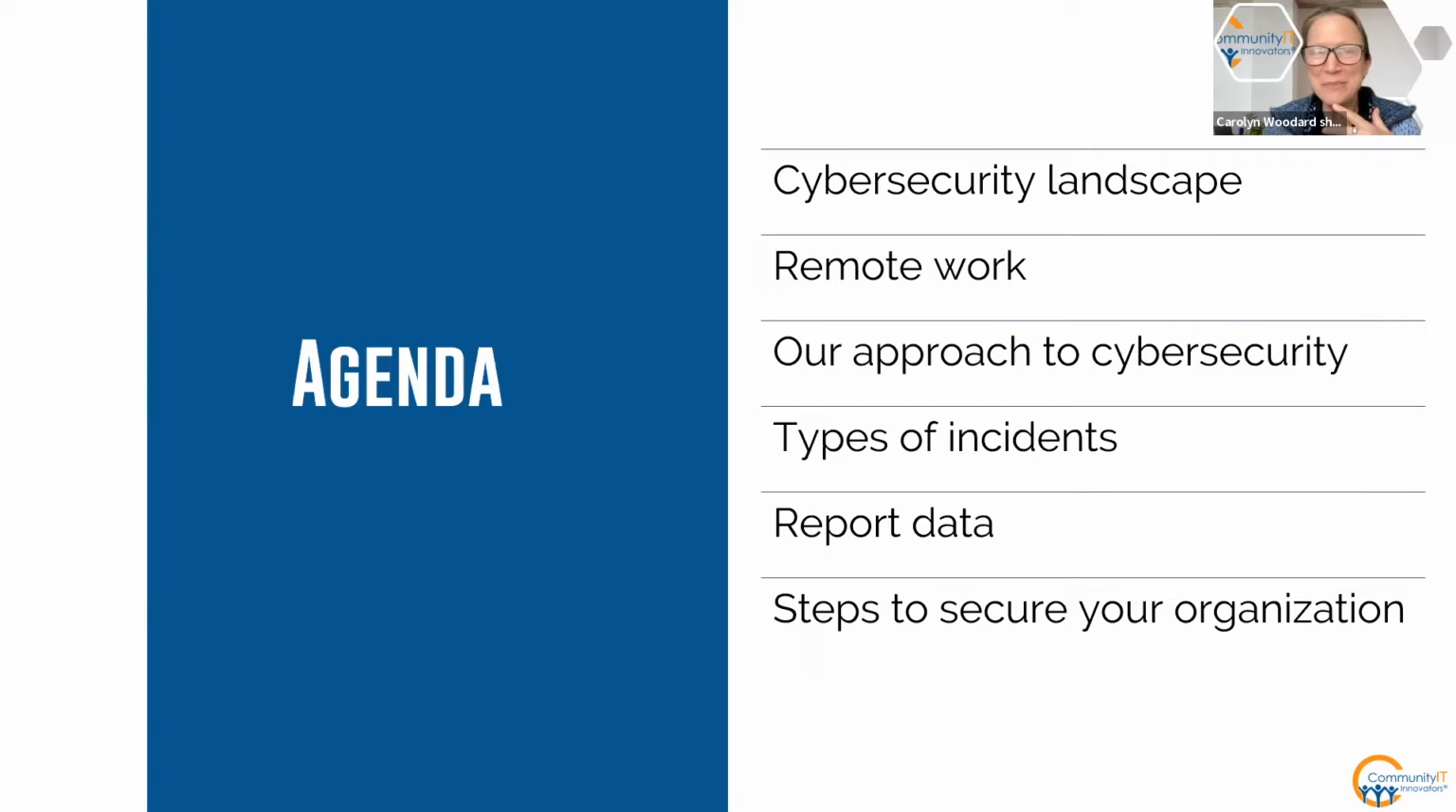Okay, and I think I'm also supposed to read this one. Sorry, Matt. So this is going back to the agenda and our learning objectives. So Matt's going to talk a little bit about the cybersecurity landscape, how remote work has impacted some of the threats and some of the vulnerabilities that we see, and our approach to cybersecurity. He's going to go over the types of incidents and the definitions for what the different incidents could be. And then he's going to share some of the report data with us and finish up with the steps to secure your organization. Go ahead.